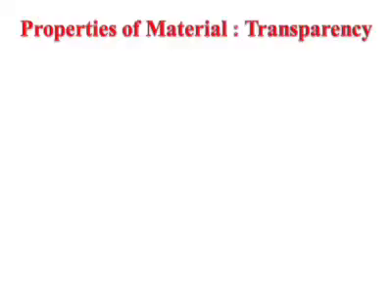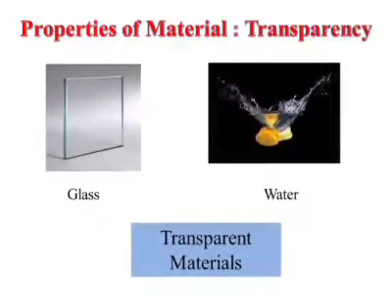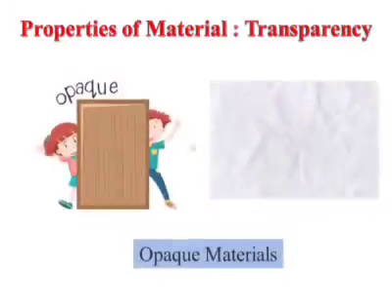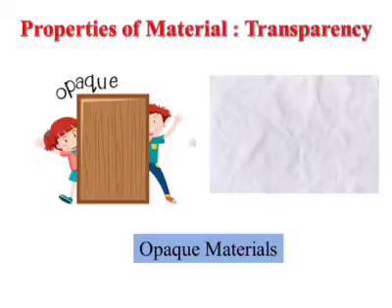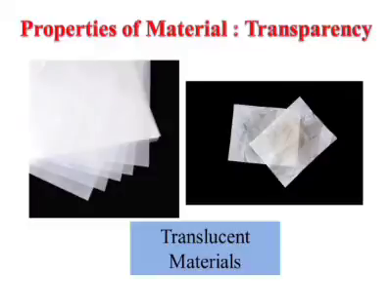Next property is transparency. Some materials like glass, water allows us to look through them completely. Such materials are called transparent materials or transparent objects. Some materials such as wood, mud, sand does not allow us to look through them. These materials are called opaque materials or opaque objects. There are some materials like trace paper, oil paper, etc. which allow us to look through them but only partially. Such materials are called translucent materials or translucent objects.